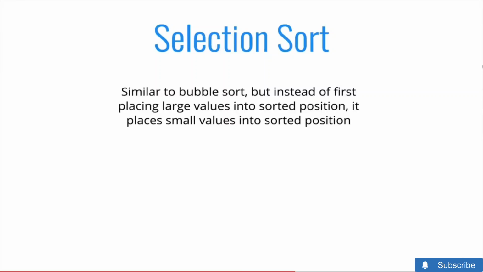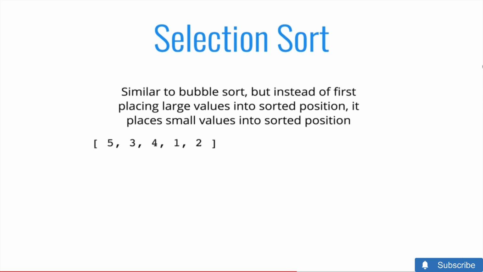Hey, welcome back. In this video, I'm going to introduce selection sort, our next sorting algorithm. I wrote down that it's similar to bubble sort, but instead of first placing the large values into sorted position at the end of the array, we place small values into sorted position one at a time. So we're building the array, we're still moving from the beginning to the end, but the actual sorted data is accumulating at the beginning. Let me give you an example of how it works.